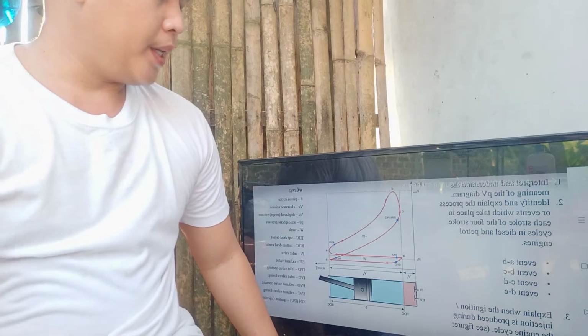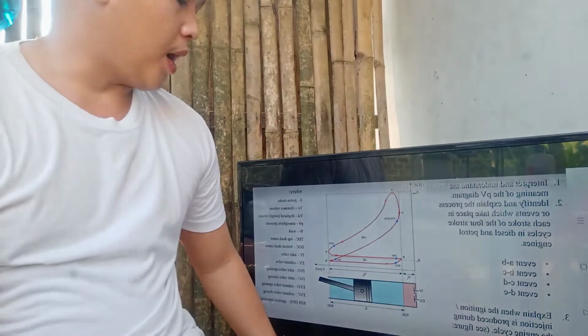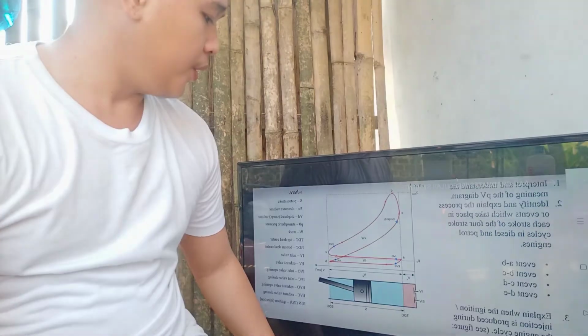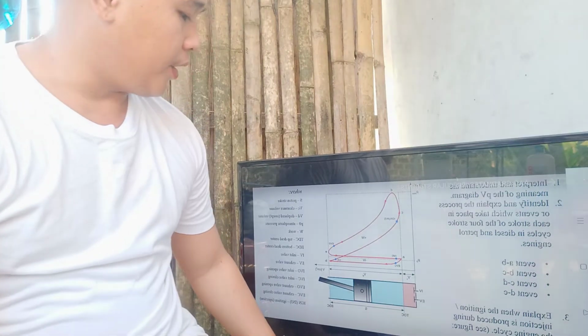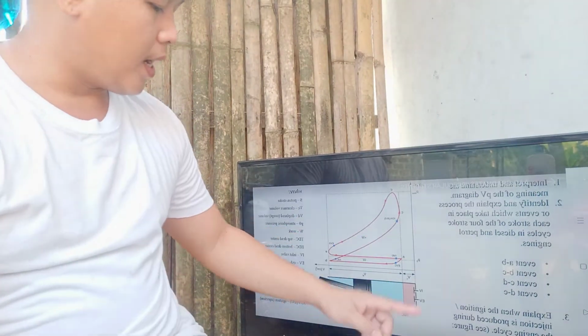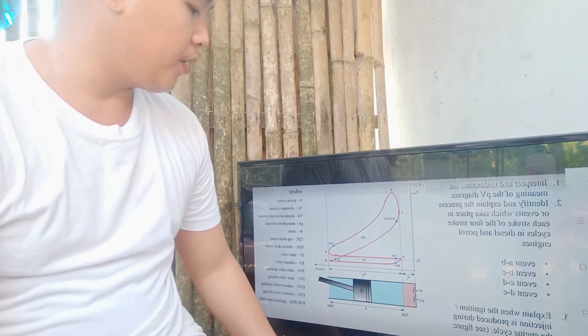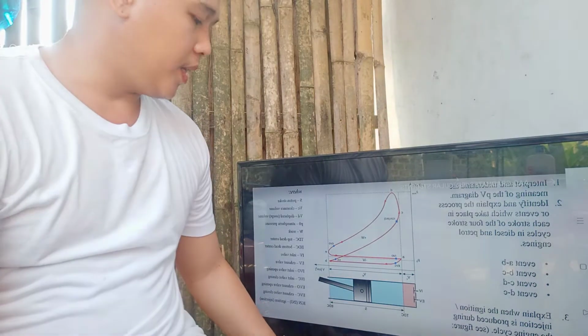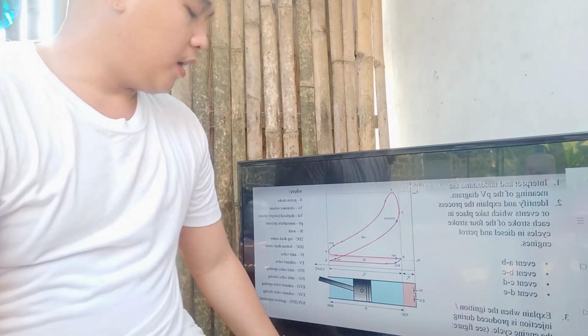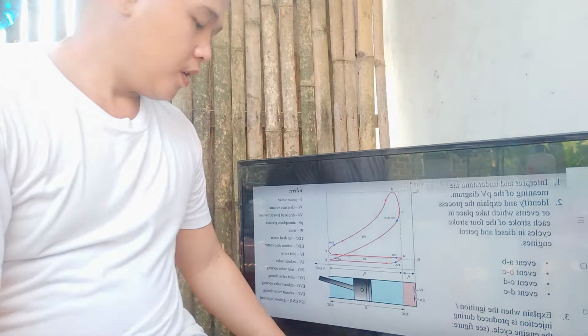Interpreting the PV diagram. It is drawn by measuring the pressure inside the cylinder, plotting its value against the angle of the crankshaft over a complete engine cycle, 720 degrees.